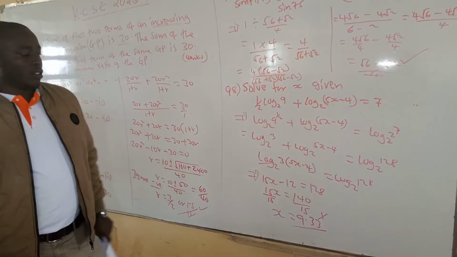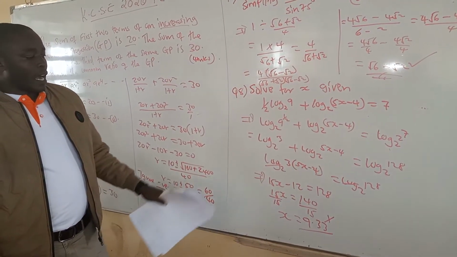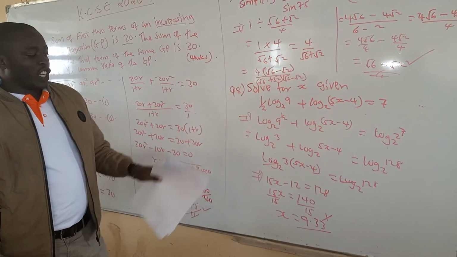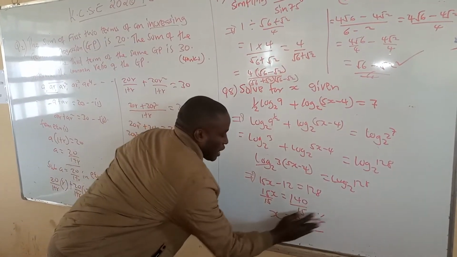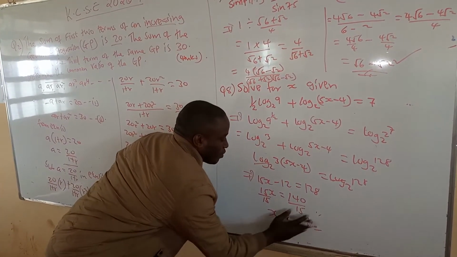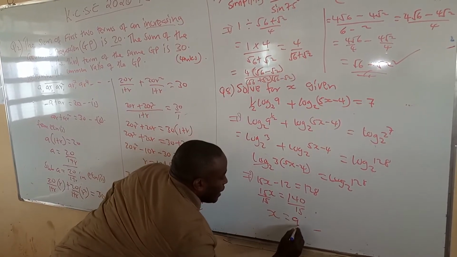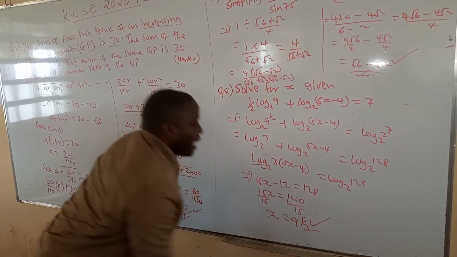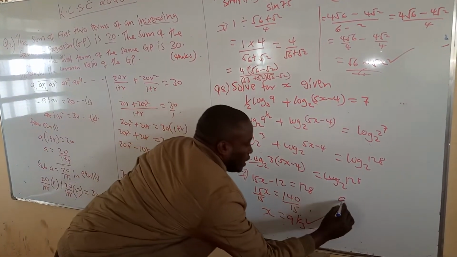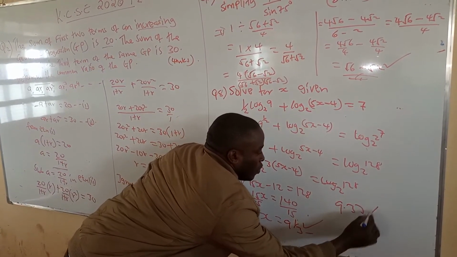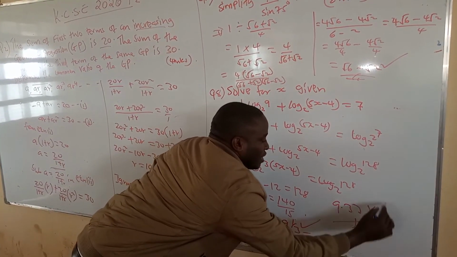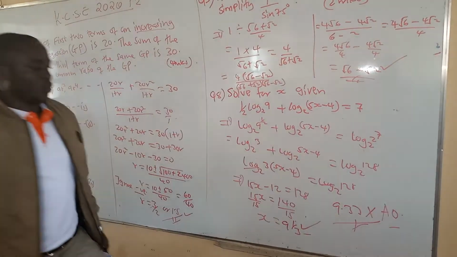When you get a recurring decimal, this answer is not marked. When you get a recurring decimal, ensure you write it in fraction. And therefore, the correct answer was supposed to be 9 and a third. This was marked, but 9.33 was denied. If you wrote that, you scored 0.